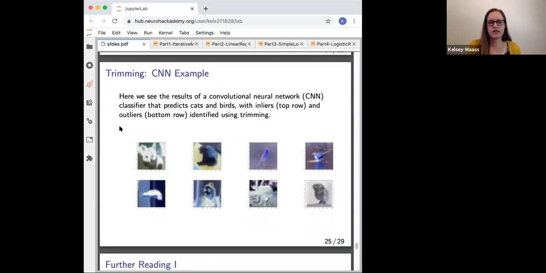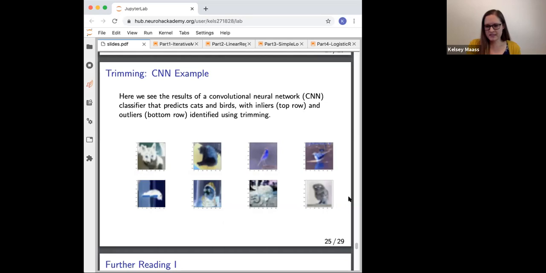An example with a neural network: here we used a convolutional neural network to train a classifier that identifies either cats or birds in an image. The top row here contains inliers. So these are training examples that were correctly classified, and they had a weight close to 1. So here we see cats that were classified as cats and birds that were classified as birds. But on the bottom row, we take a look at the values that were classified as outliers. So the weights were close to 0.